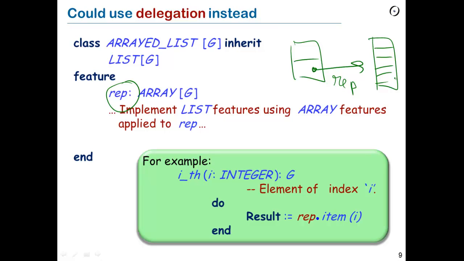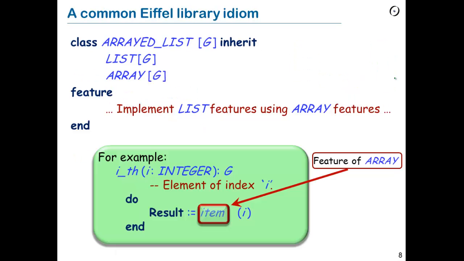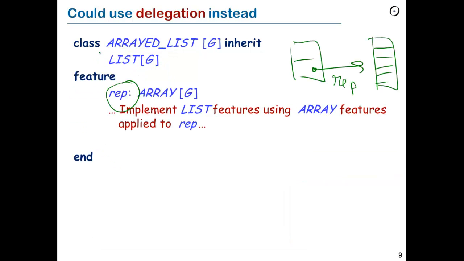So we have an indirection. Instead of considering that an arrayed list is an array, as in the previous technique, remember that inheritance is always is. Instead of that, with the delegation technique, we consider that an arrayed list has an array. And the has relation corresponds to the client relation rather than inheritance, and it's represented here by the presence of this attribute rep.